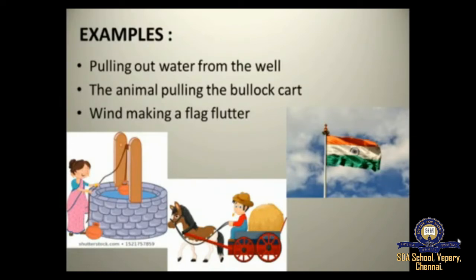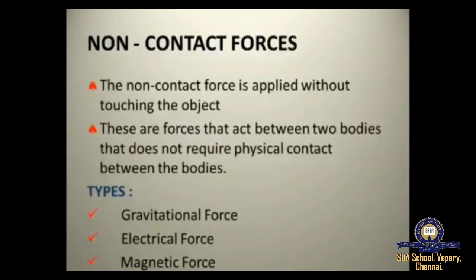So in all these examples, you could see that there is some physical interaction between the two. From the first image, you could see the interaction between the woman and the pot. The second one is the interaction between the animal and the bullock cart, whereas the third one is between the wind and the flag. So what is a contact force? A contact force is executed by touching the body. It is involved when two objects physically interact or when they touch each other. Understood, students?